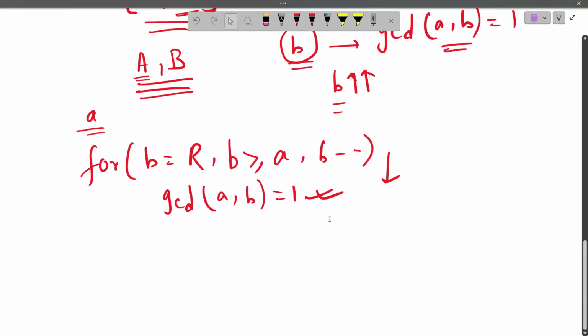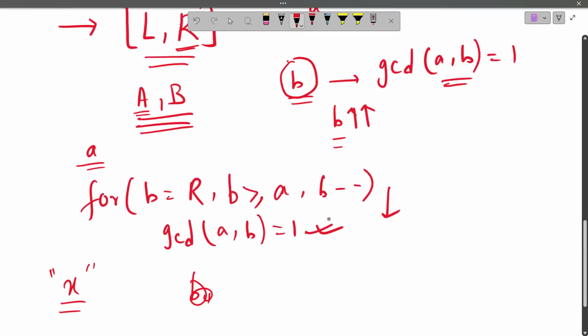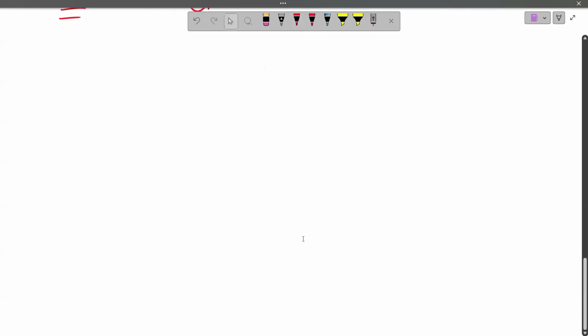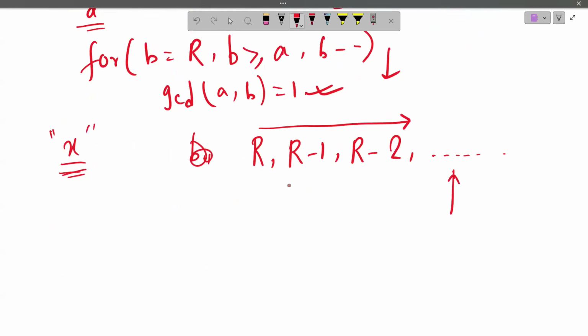This was the idea because if you fix a number X, then you can't get a very large range such that no one is coprime. Suppose I have fixed a number X, and I start iterating B from this larger range. So I start looking at the numbers R, R minus 1, R minus 2, and so on. The idea is that in very few iterations, I will get a value which will be coprime with X.